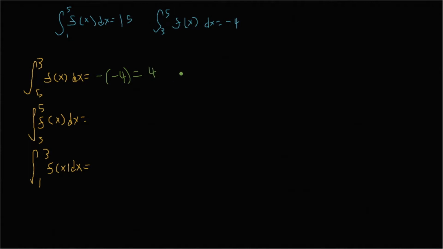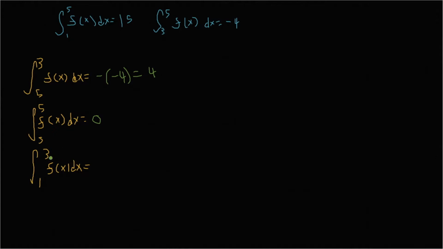This next one, we see that the bounds of integration are the same. This is a 5 and this is a 5. And so if you want to find the area under a curve from this point to the exact same point, there is no area there. It is 0. It doesn't matter what the function is, and it could be negative 72 to negative 72. It is going to be 0 every single time because there is no area there. It's as simple as that.